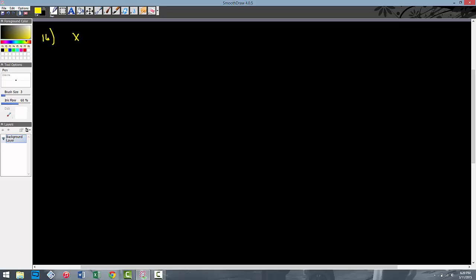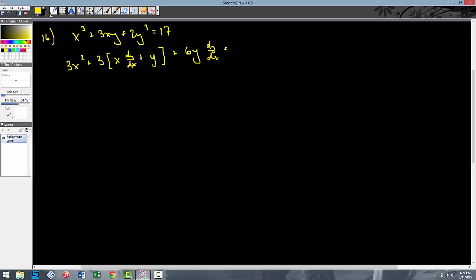We haven't seen this in a long time. X cubed plus 3xy plus 2y cubed equals 17. When you see x's and y's all mangled together, the first thing you should think about is implicit differentiation. So it looks like we are going to get a 3x squared plus 3 on the outside, product rule here, first times derivative of the second plus second times derivative of the first plus 6y dy dx equals the derivative of 17, which is 0. Okay.